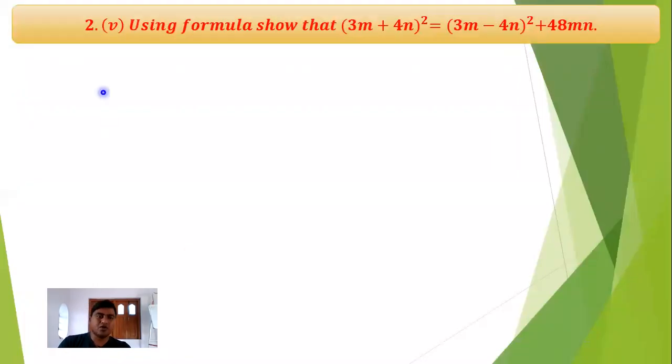Next problem. 12.2, question 5. Using the formula, show that 3m plus 4n whole square is equal to 3m minus 4n whole square plus 48mn.